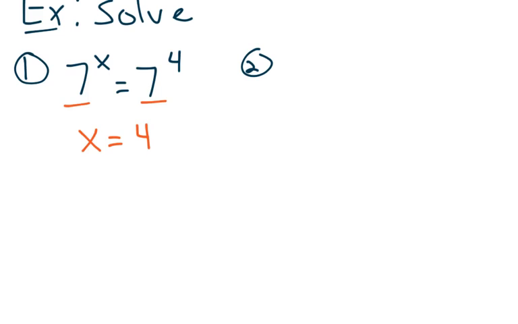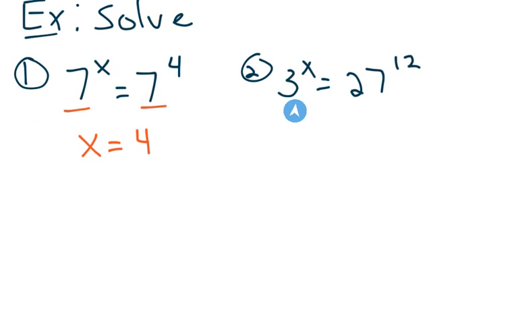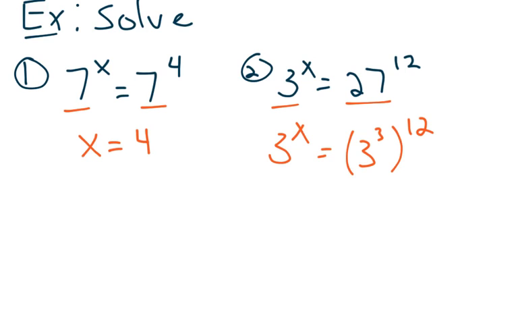Number 2, we're going to have 3 to the x is equal to 27 to the 12th power. Remember what the property says, the bases have to be the same. Right now, they are not, 3 and 27. But what works out here is that we can rewrite 27 using the base of 3. 3 to the x doesn't change. 27 we can rewrite as 3 to the third power, and then that becomes to the 12th. All I did here was rewrite 27 using a base of 3.